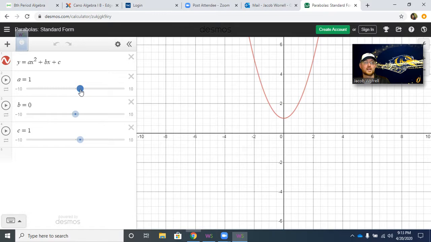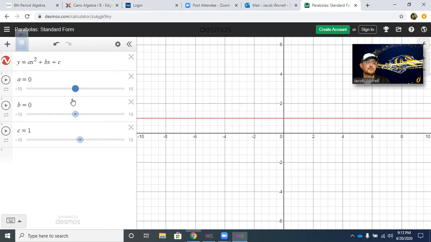So I could change this. Let's say I increase A. What happens to the graph? Well, as I slide it and I make A greater, I increase the value of A, it makes the graph thinner over here or more narrow. It's stretching it vertically. If you remember us talking about transformations before in the school year. If I go closer to 0, if I decrease it, well, now it's getting wider. It's becoming a little bit fatter on the graph. It's vertically compressing.